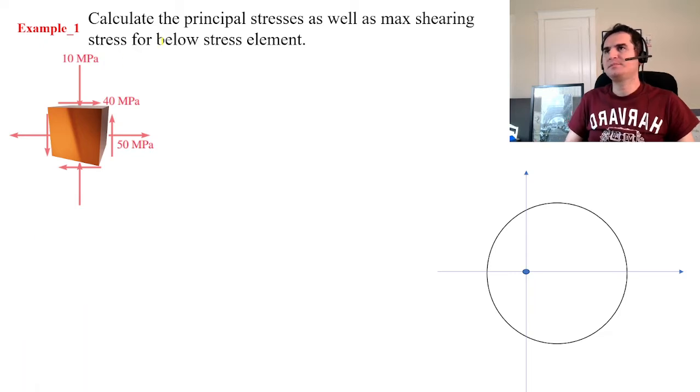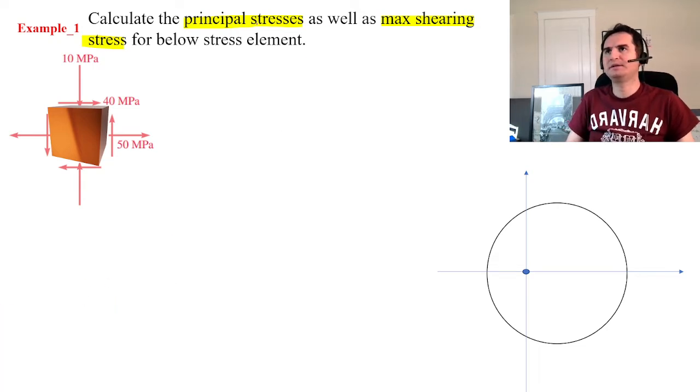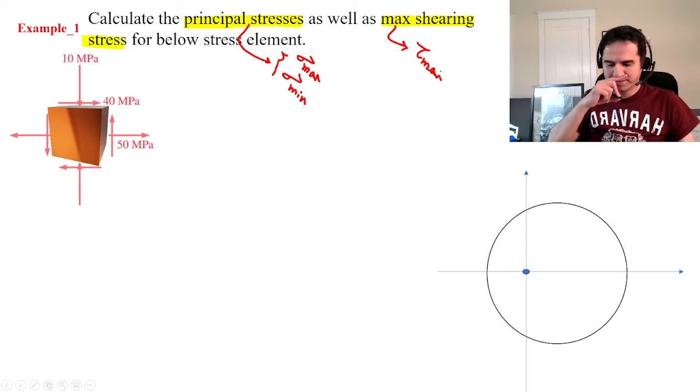In this example, we want to calculate the principal stresses and also the maximum shear stress for the below element. The principal stresses go by sigma max and sigma min, and the maximum shear is just tau max. Let's see how we can approach this problem with Mohr circle.